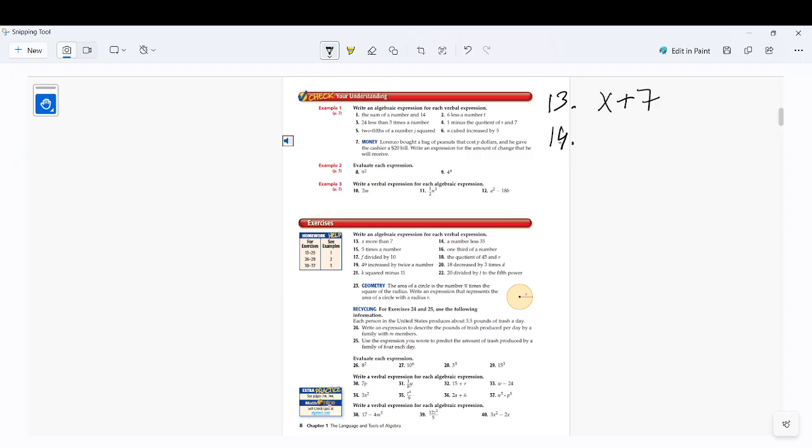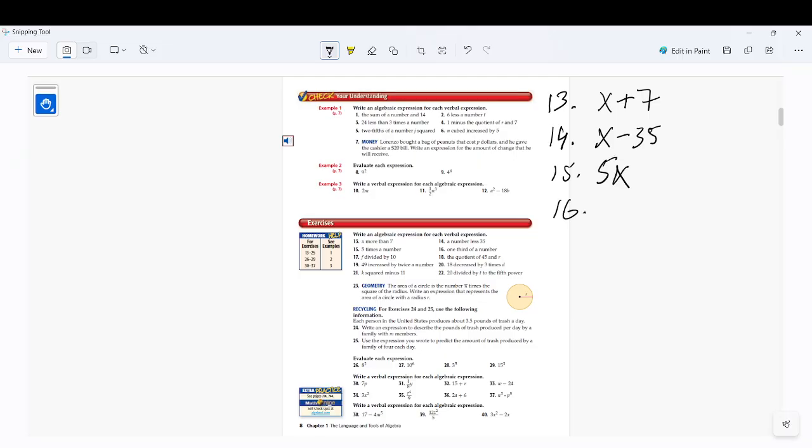Let's talk about 14. It says a number less than 35. So if x is a number, x minus 35. If we talk about 15, it says 5 times a number. So if x is a number, 5x.